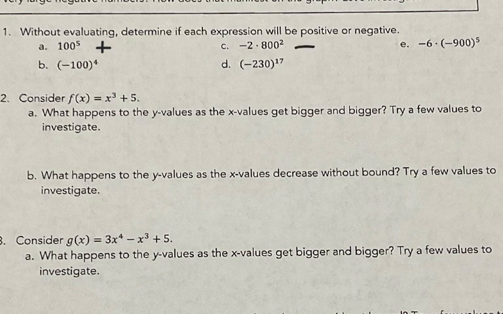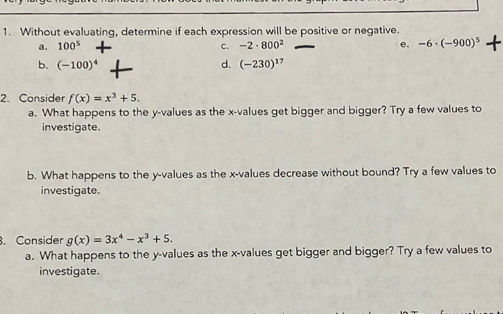Negative 6 times negative 900 to the fifth. Negative. No, negative. Just keep guessing both until you get it, right? Negative. Would you square a negative? So we're not squaring the negative. We're raising a negative to the fifth power. So a negative raised to the fifth power would be negative. And then times a negative would be... So this one's positive. Negative 100 to the fourth.